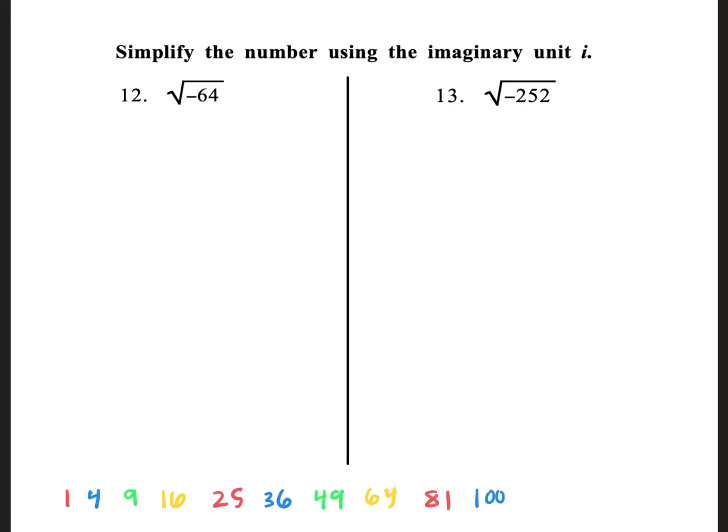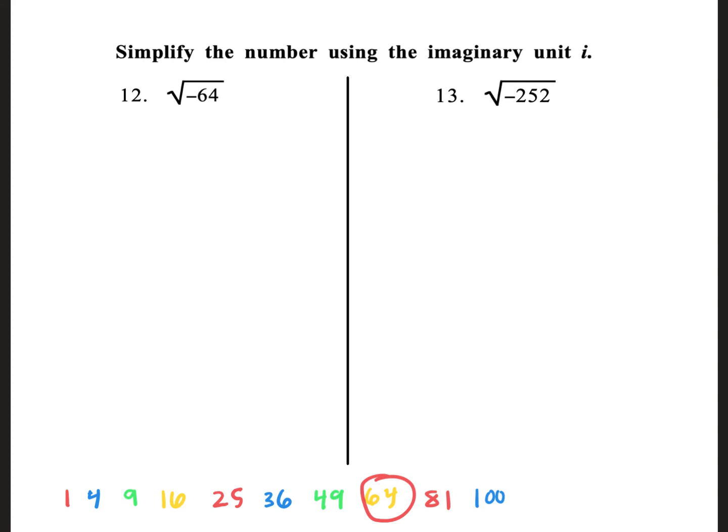Alright, so I just wrote a list of perfect squares from 1 to 100. So 1 squared gives me 1, 2 squared gives me 4, 3 squared gives me 9, and so forth. When we're doing these problems, we're looking for a perfect square that goes into the number underneath the square root. My first one, number 12, we're sort of lucky because 64 is a perfect square.